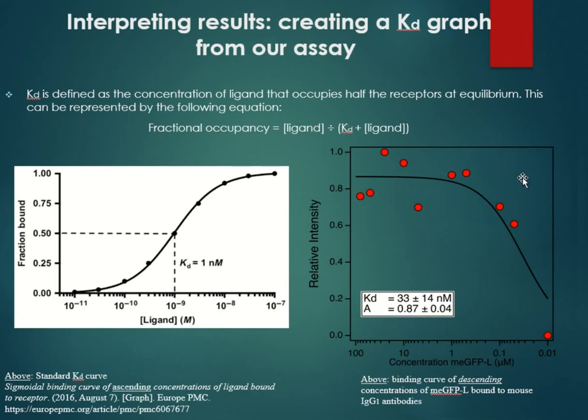When we plotted our normalized data using the Kd equation, our Kd was revealed to be roughly 30 nanomolar. This is a small value, meaning our construct meGFPL had a strong affinity for mouse IgG1 antibodies.